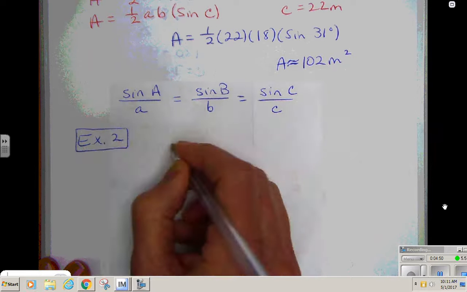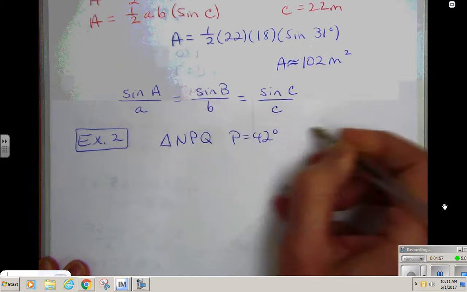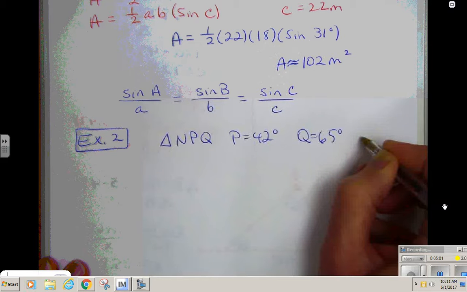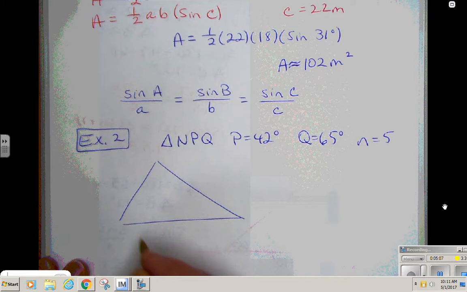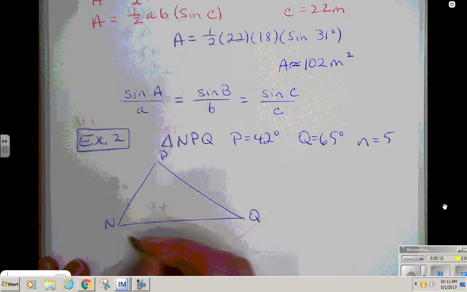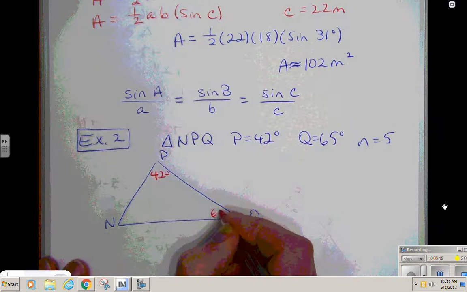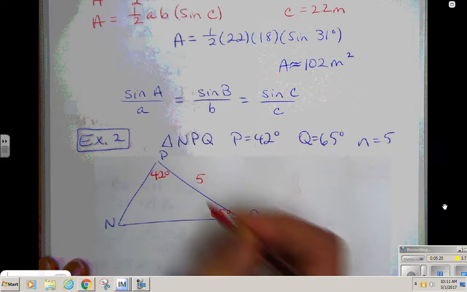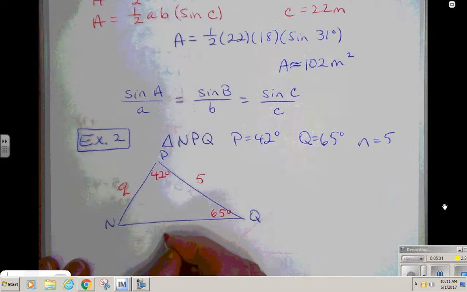Solve triangle NPQ if angle P is 42 degrees, angle Q is 65 degrees, and side N is 5. So let's draw the triangle for that. P is 42 degrees, Q is 65 degrees, and the side N, which is across from angle N, is 5 units long. So I know the side across from angle Q is side Q, and the side across from angle P is side P.